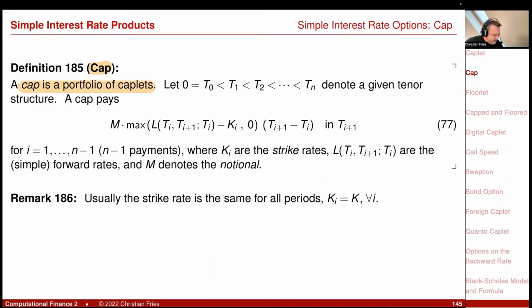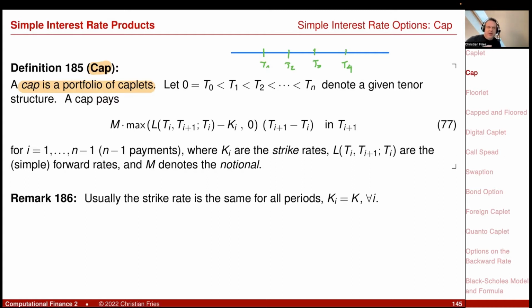So you have some tenor discretization. So I have some time discretization. And now on this time discretization, I observe different caplets from T1 to T2, from T2 to T3, and so on. Okay, so since this is just a portfolio, a sum of such caplets, well, the valuation is clear. The value of the cap is just the sum of the values of the caplets.